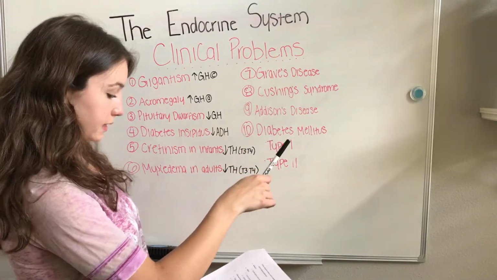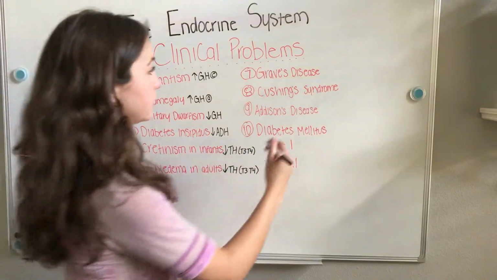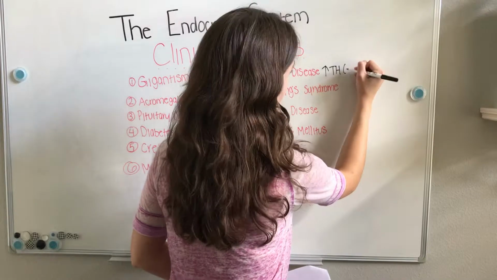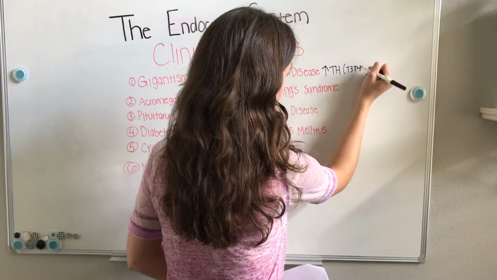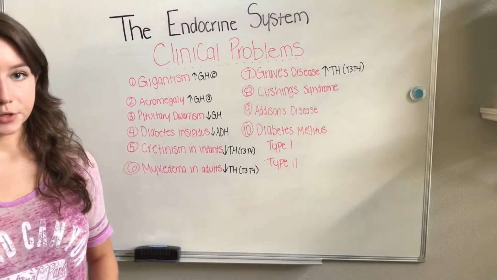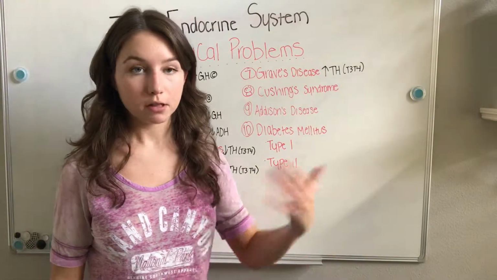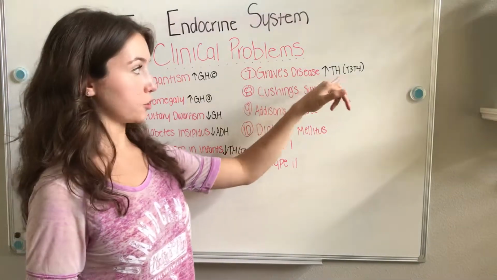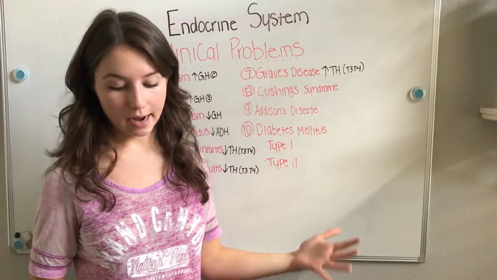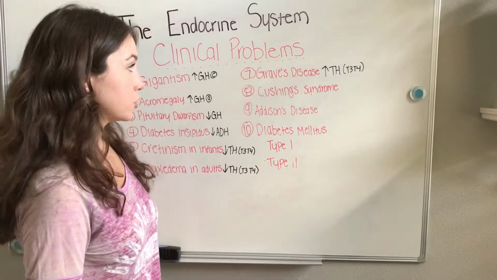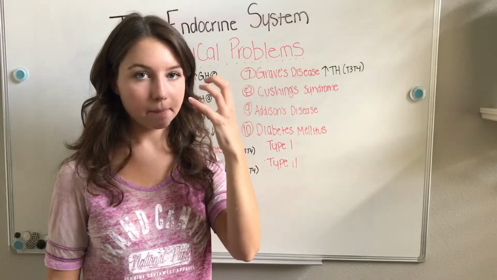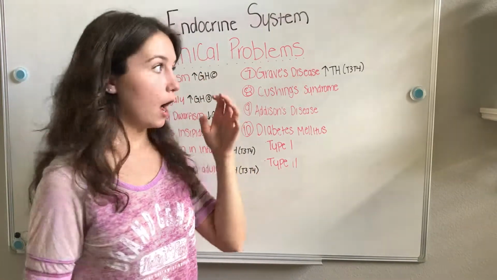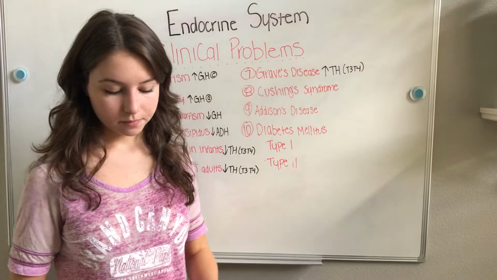Now moving on to Graves' disease. Graves' disease is the opposite. It is a hypersecretion of thyroid hormone, T3, T4. So what this looks like is you have a very high metabolic rate, because if you have a lot of thyroid hormone, which already raises your metabolic rate, then if there's a hypersecretion of this hormone, you would have a very high metabolic rate. It also causes sweating and protrusion of the eyeballs. Sometimes you see people where their eyeballs look a little bit bigger. That could be characteristic of Graves' disease.